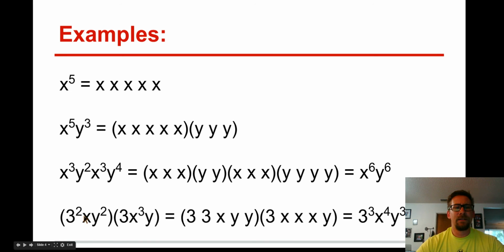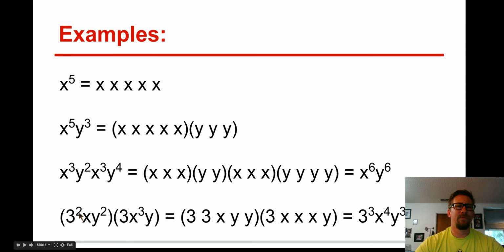3 squared times x times y squared times 3 times x cubed times y. So again, we can expand this all out, and here's what we see. 3 squared is 2 3s, and then 3 is 1 3. So altogether, we have 3 to the third power. We have an x and 3 more x's, which makes x to the fourth. We have a y squared and a y, which makes y to the third. So this is how exponents work.